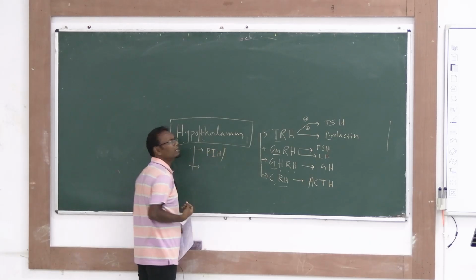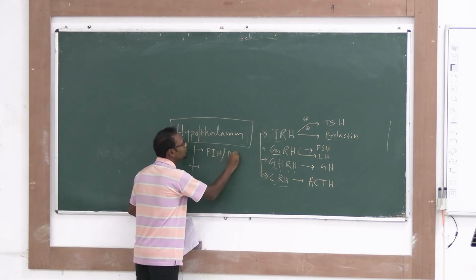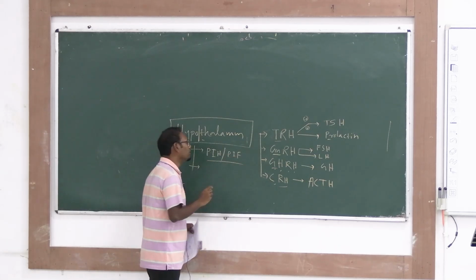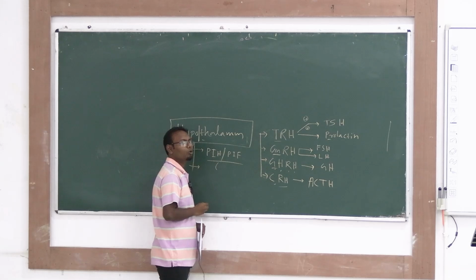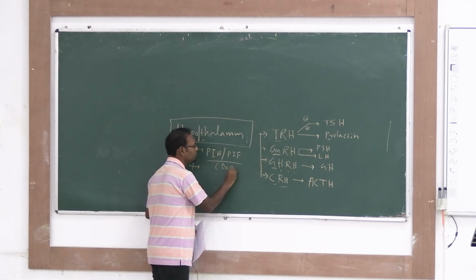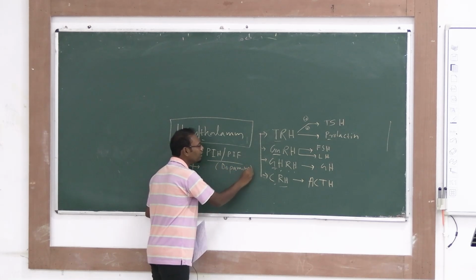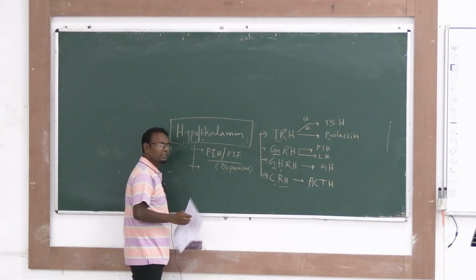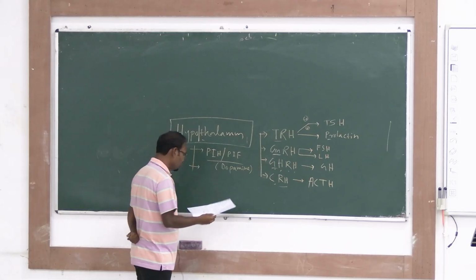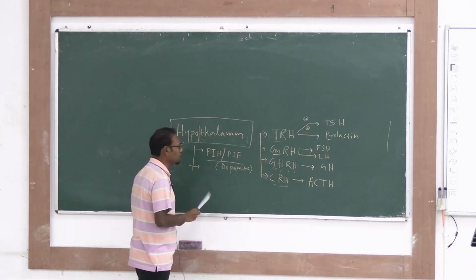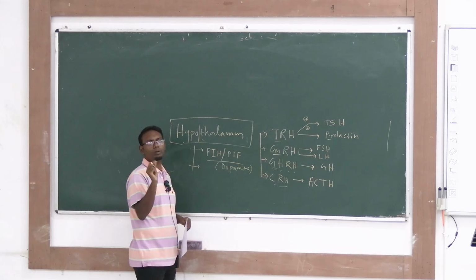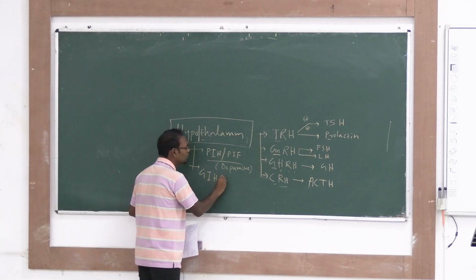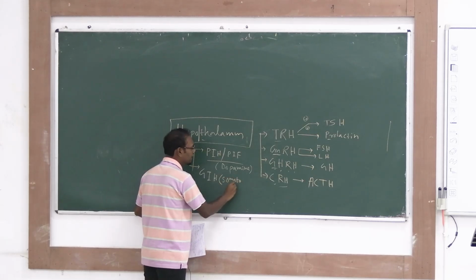PIH. Another name of this hormone is prolactin inhibiting factor, prolactin inhibiting hormone or prolactin inhibiting factor. You will be very surprised to know this is nothing but our dopamine. Very interesting. Next, PIH is done, then another inhibiting hormone is growth hormone inhibiting hormone, which we mentioned earlier, the name is somatostatin.